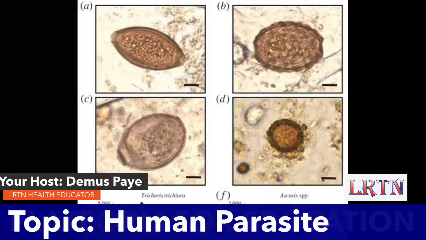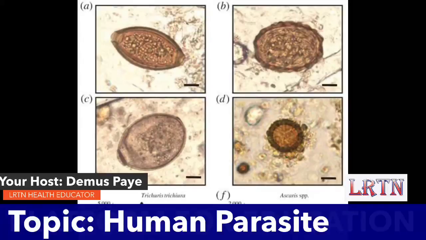Okay, you see the roundworm? That's the roundworm. Where you see that A, that's the roundworm egg. That's the egg that is passed through the feces. Now, when you don't wash your hand, you ingest that egg, and it hatches in your body. That's what we're talking about. So, when you get those kind of things, it's not the right thing to do.